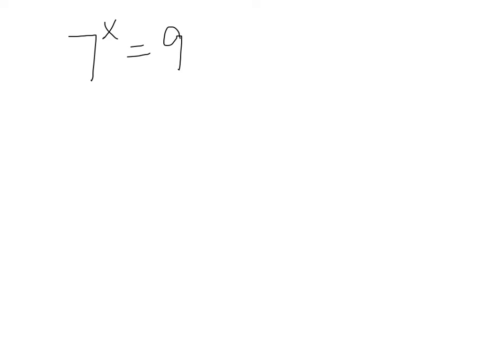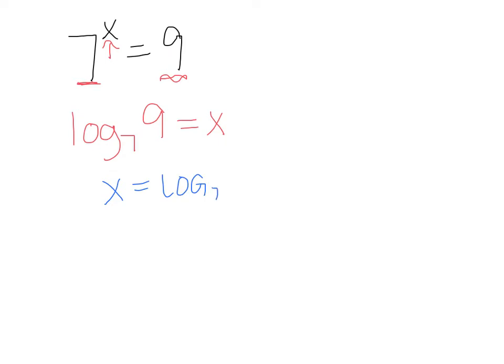Let's rewrite this as a log equation. We know that the base is 7, the exponent is x, and the result is 9. So when we write it as a log, we say the log base 7 of the result, which makes it the argument, 9, equals x. So now we know that x equals the log base 7 of 9. Again, this is the power that makes 7 into 9. I don't know what that power is, and it's actually a decimal. So at this point, we are done.